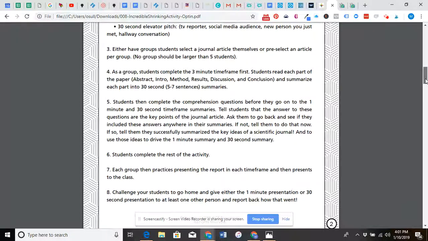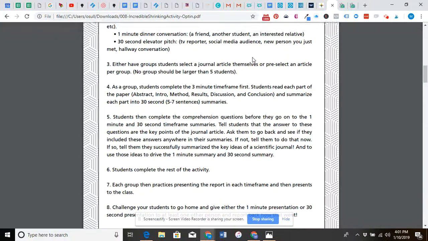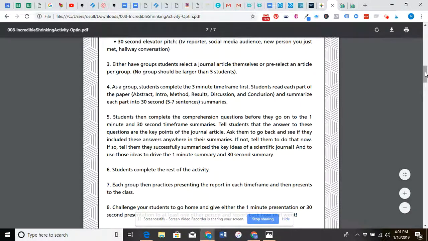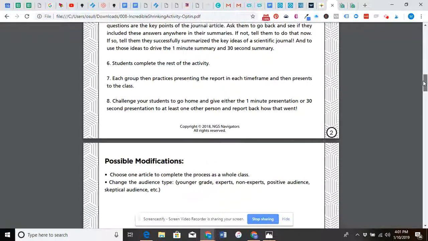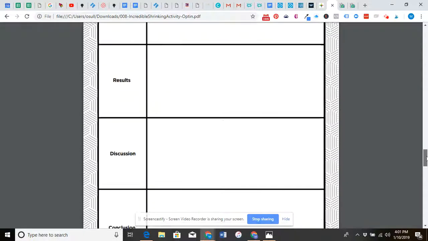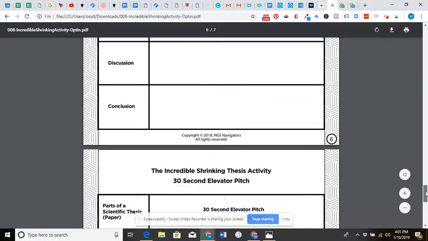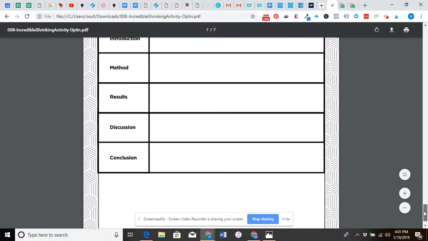Well, that could be scientists who get interviewed by TV reporters, your social media audience, maybe a YouTube video that you create, a Twitter video, a new person you just meet, a hallway conversation. You've got 30 seconds to hook that person, or at least be able to communicate your research. So what does that look like? I timed it, maybe about 1 sentence for each part of the article.